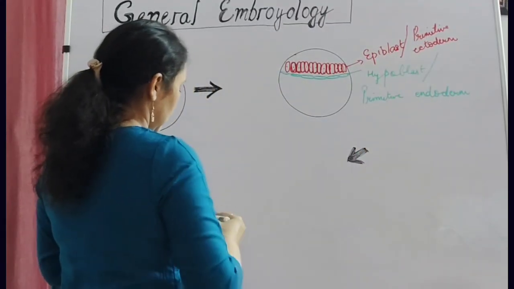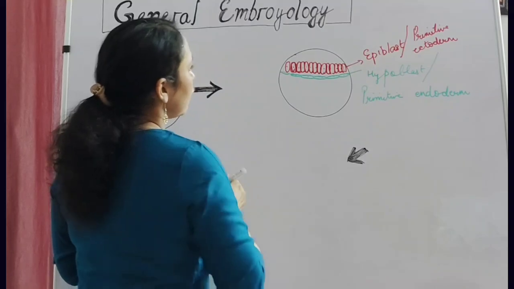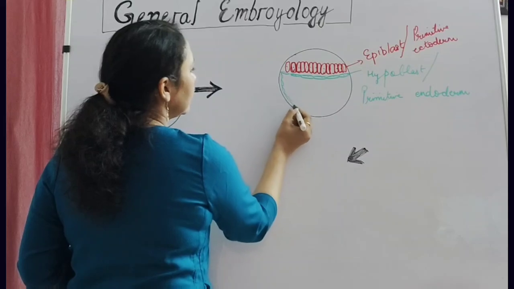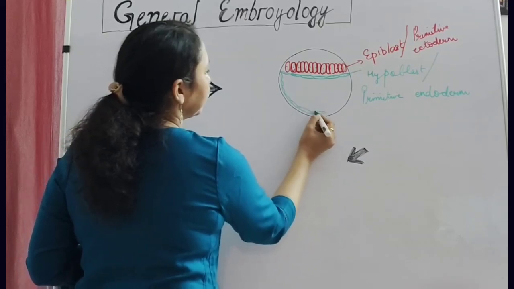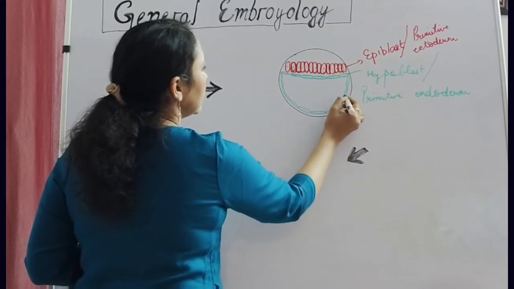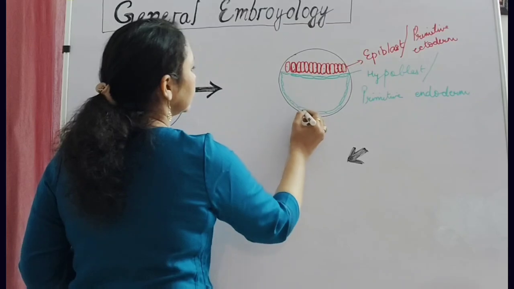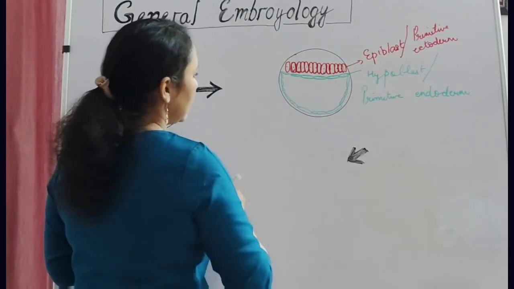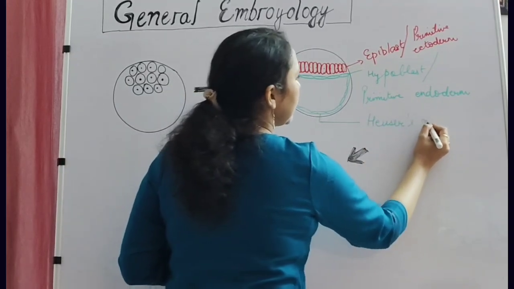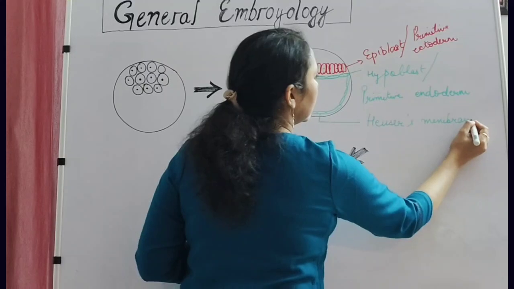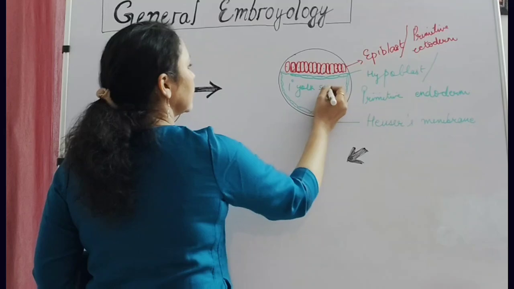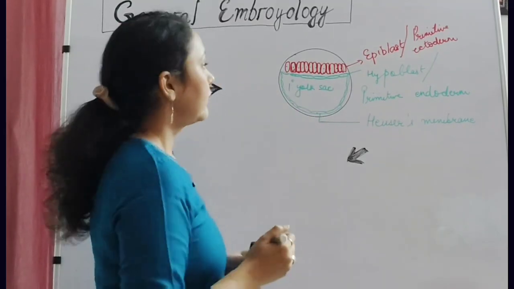Then the cells from the hypoblast will multiply and will line this cavity, the blastocele. So these cells are derived from the hypoblast. This layer of cells is called the Heuser's membrane. And now this cavity is known as primary yolk sac. The primary yolk sac, right?